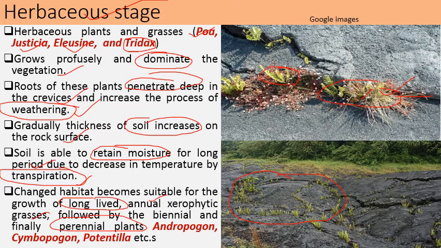Biennial plants are plants which complete their life cycle in two successive years. In the first year they grow vegetatively, and in the second year they reproduce, set seeds and finally complete their life cycle. While perennial plants complete their life cycle in more than two years. Examples are Andropogon, Cymbopogon, Potentilla, etc.